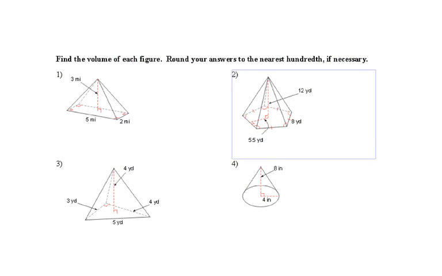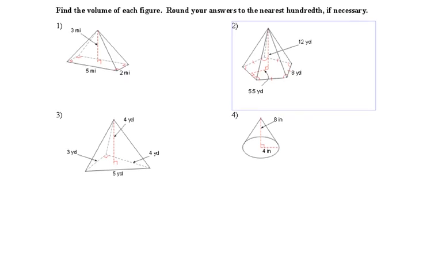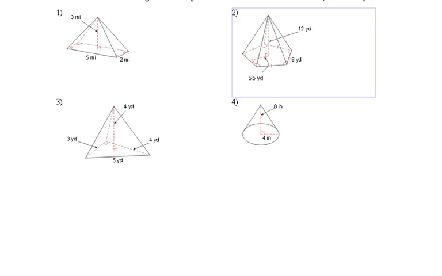Okay, we'll do 4 examples here. So find the volume of each figure, round the answers to the nearest hundredth if necessary. So this first one is a rectangular pyramid. Right now, if it was a prism, you get rid of the 1/3, but it's a pyramid. So it's 1/3 length times width times height, or base times height times height.